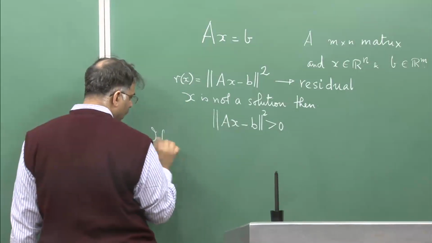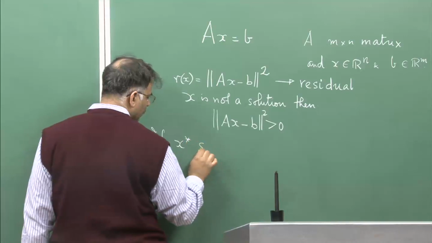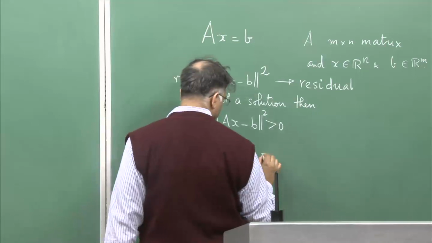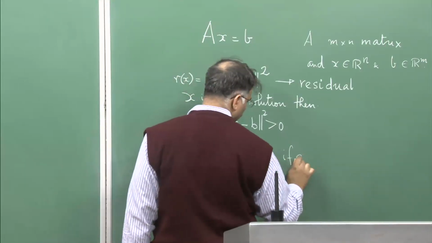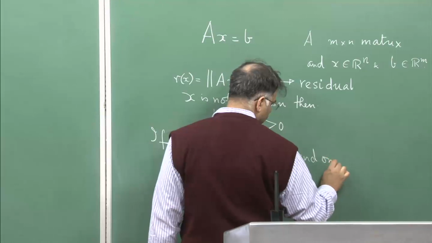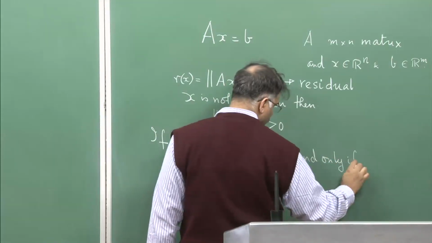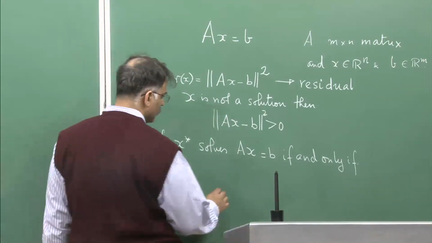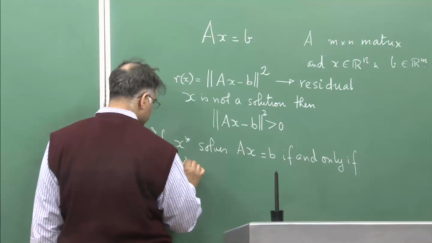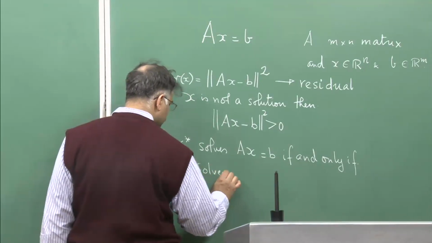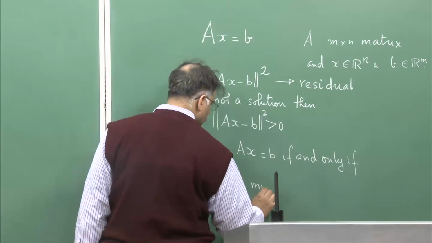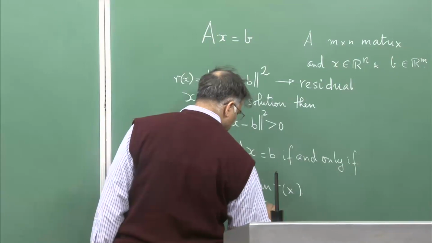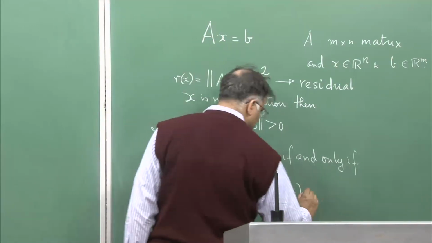So, x star solves Ax equal to B if and only if x star solves the problem minimize Rx, x an element of Rn, where Rx is in this case the residual function.